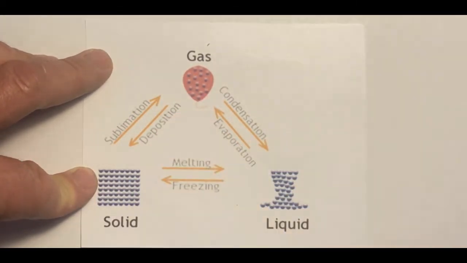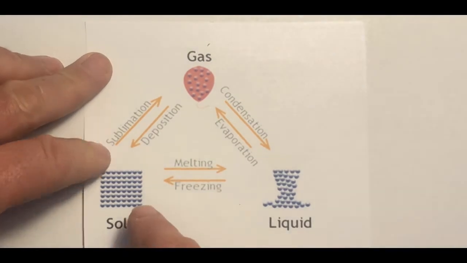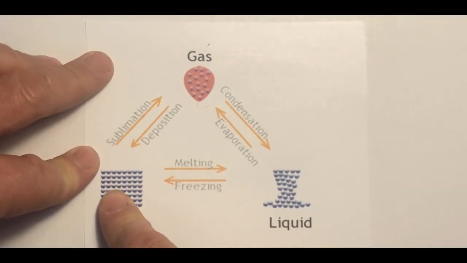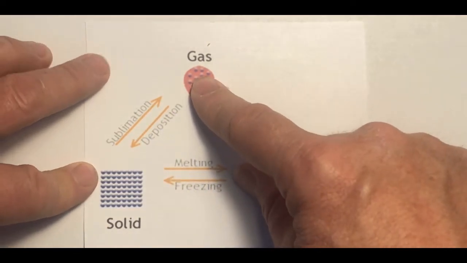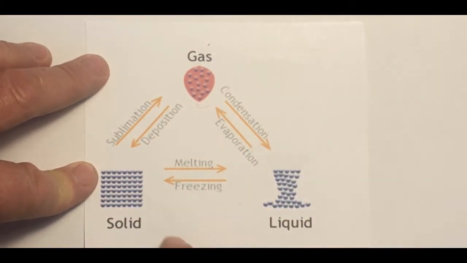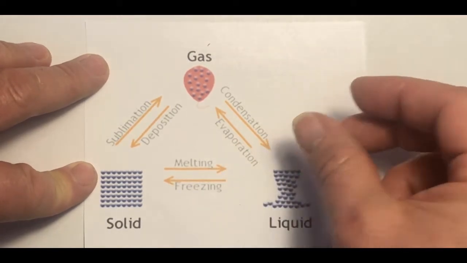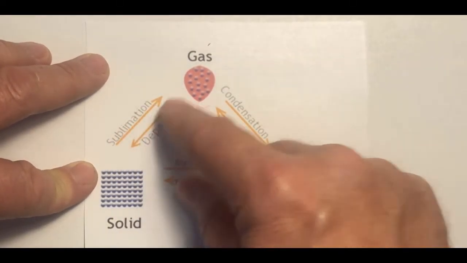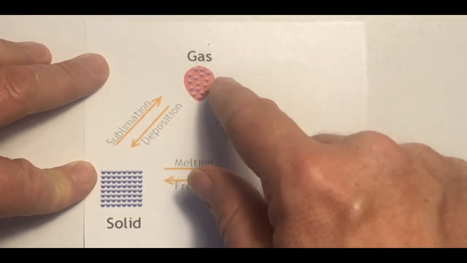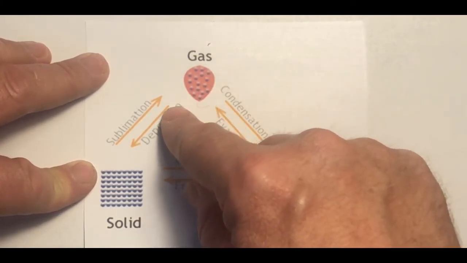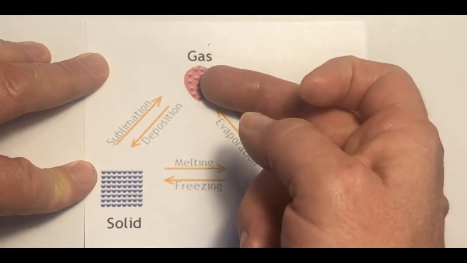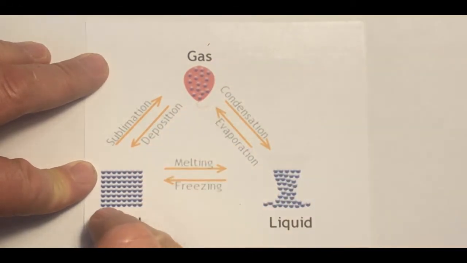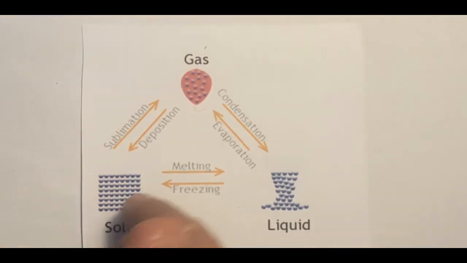These two here are slightly different. A solid can sublime, or undergo sublimation, straight into a gas. That basically means you could have a solid on the desk and it would go from solid straight to a gas with no liquid phase. That's called sublimation. The opposite way, you could have a gas that deposits, or deposition, straight into a solid.